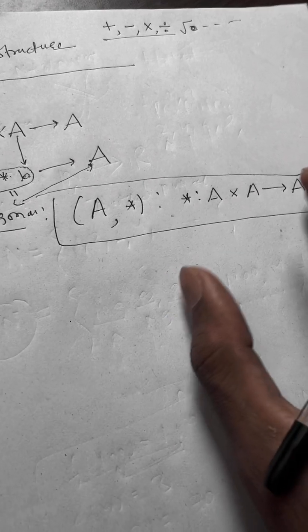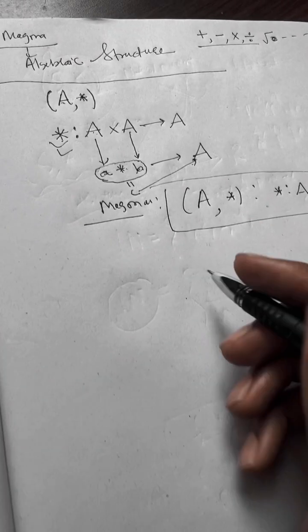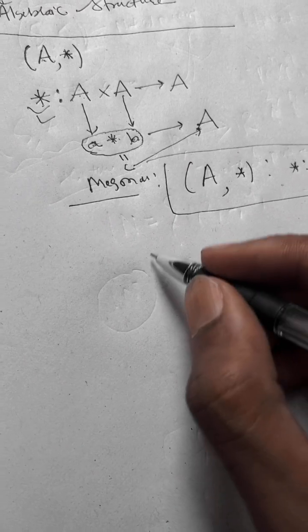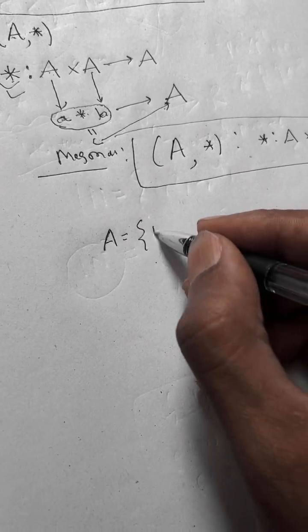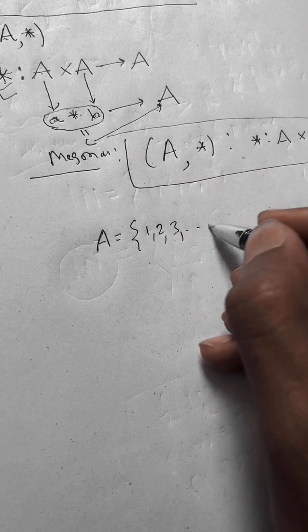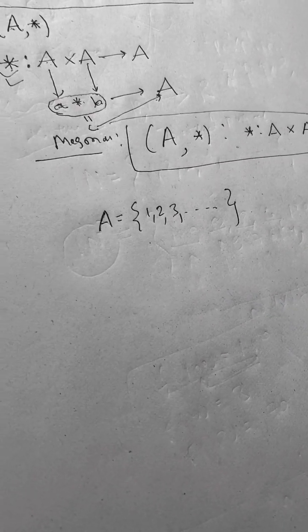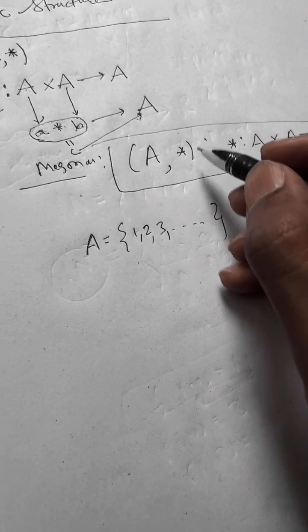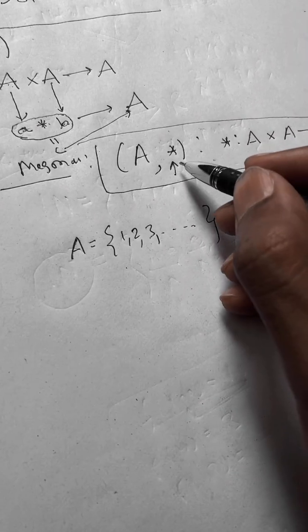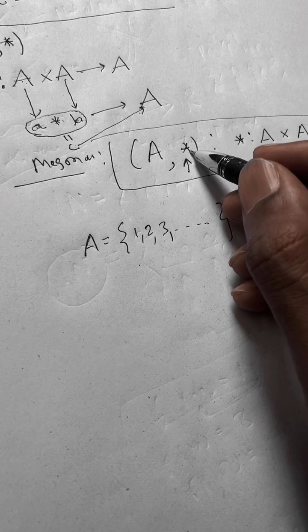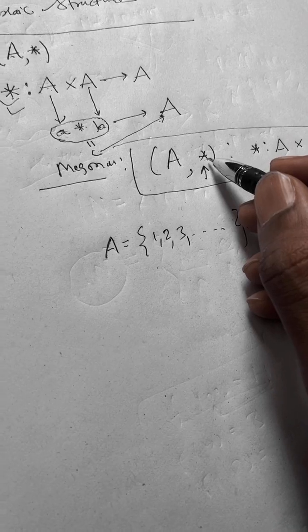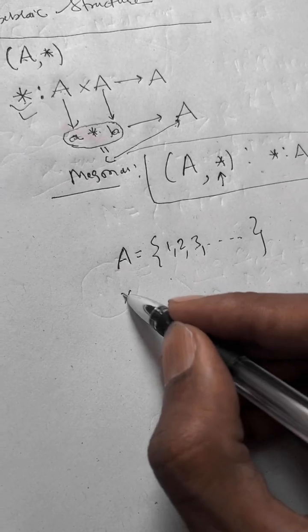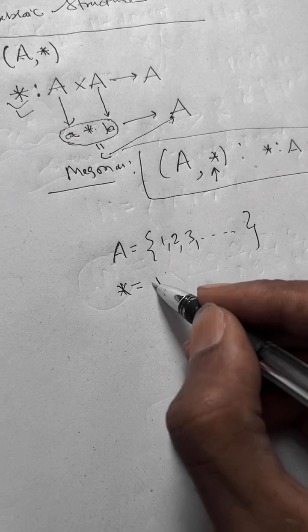The most simplest kind of algebraic structure. For example, we can take an example. Let's say our set is A equal to 1, 2, 3 and so on. It is a set of natural numbers, right? Now let's define an operation, let's say this star. Right now this star is abstract. We don't know what it is. It could be plus, addition, subtraction, anything. For now, let's define this star as plus.